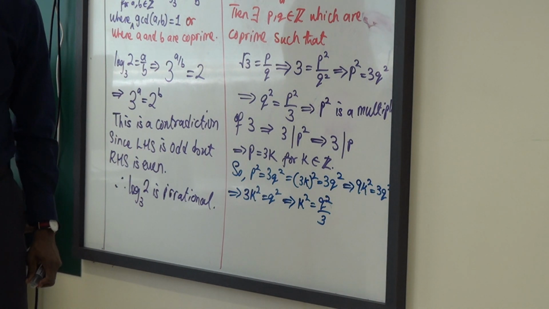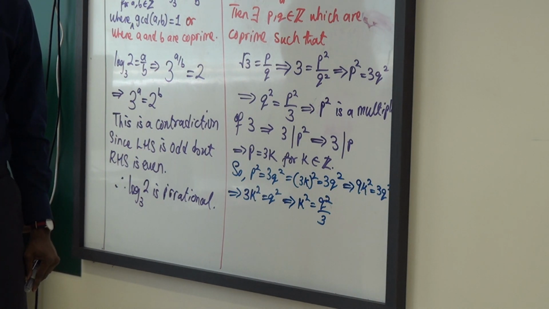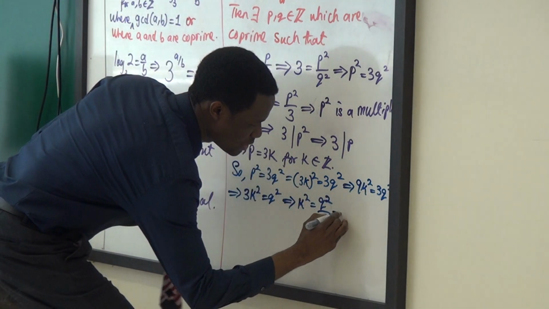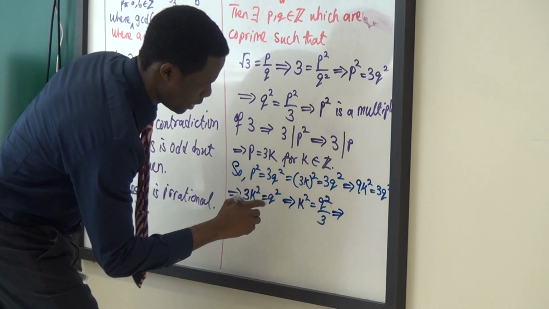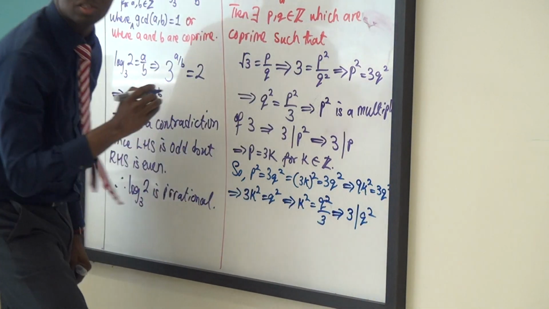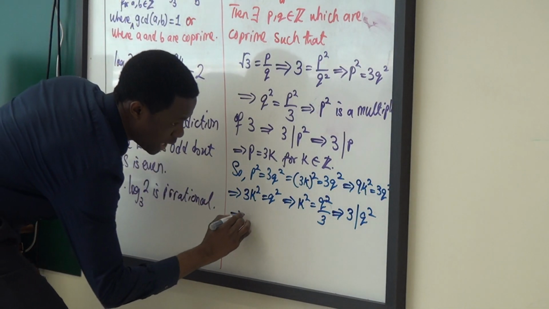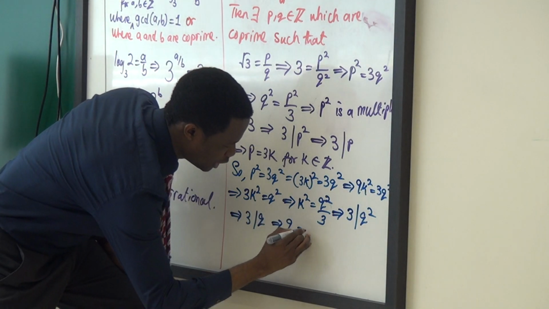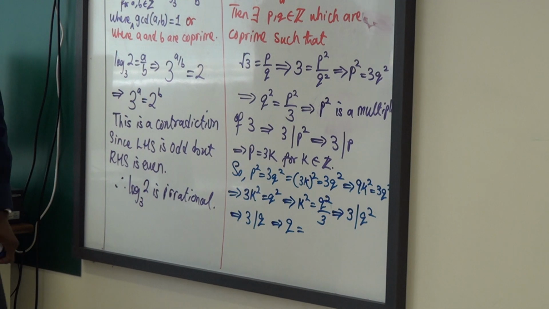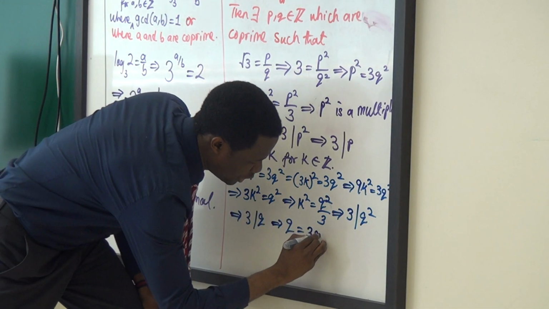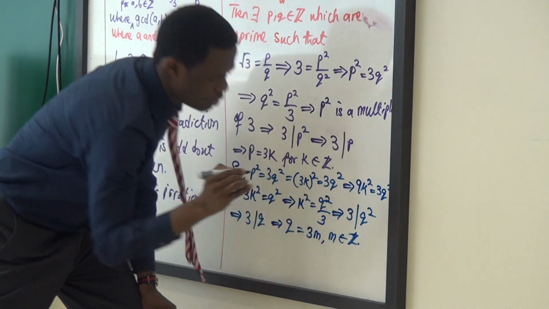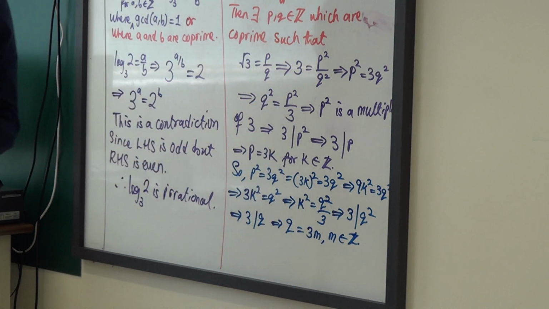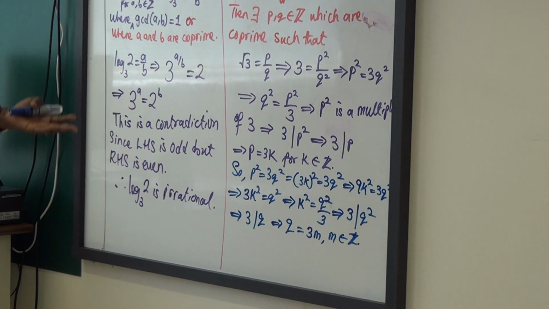There are different techniques of proofs. That is why you need to practice a lot. Now, this means that actually 3 divides Q squared, and that means 3 divides Q. Which means our Q is in the form of what? 3, whatever. There's a 3M. We can't use K again. So if Q is a multiple of 3, then Q has a factor of 3, and then there's a problem.